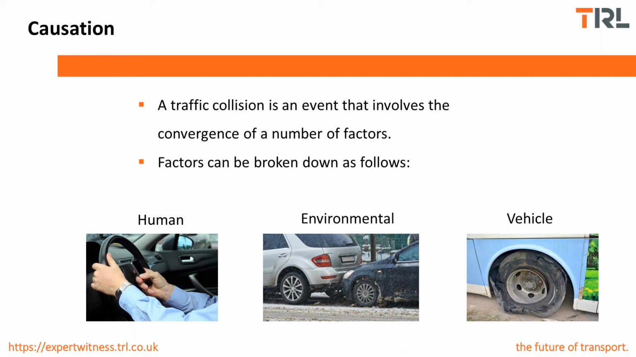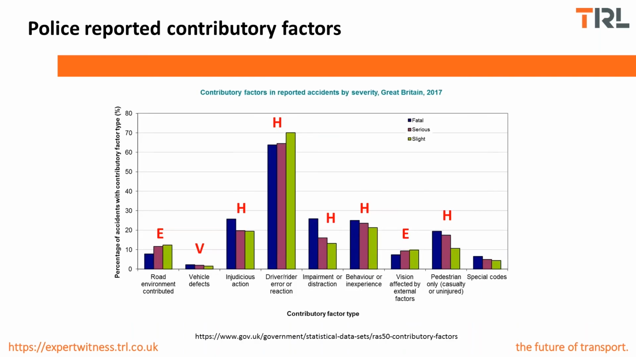So causations of crashes can overlap. This graph represents data collected by the police and published by the UK government. It shows a number of contributory factors to crashes as determined by the police, and also the severity of those crashes. And you may be surprised to see that vehicle defects make up only a very small portion of the total. Already we're getting clues as to where we should concentrate our efforts when trying to prevent crashes.